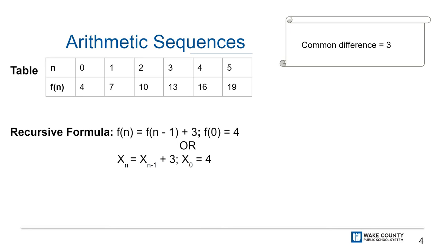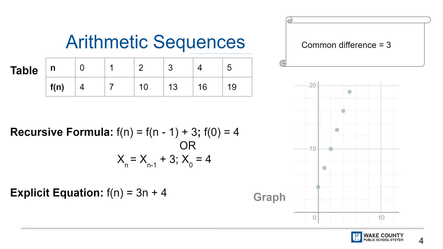You will be exposed to different types of notations that mathematicians use to represent recursive formulas. They are equivalent representations, and we will use both in this unit. An explicit equation would look like f(n) = 3n + 4. And a graph of this sequence would look like what you see here in the lower right of your screen.